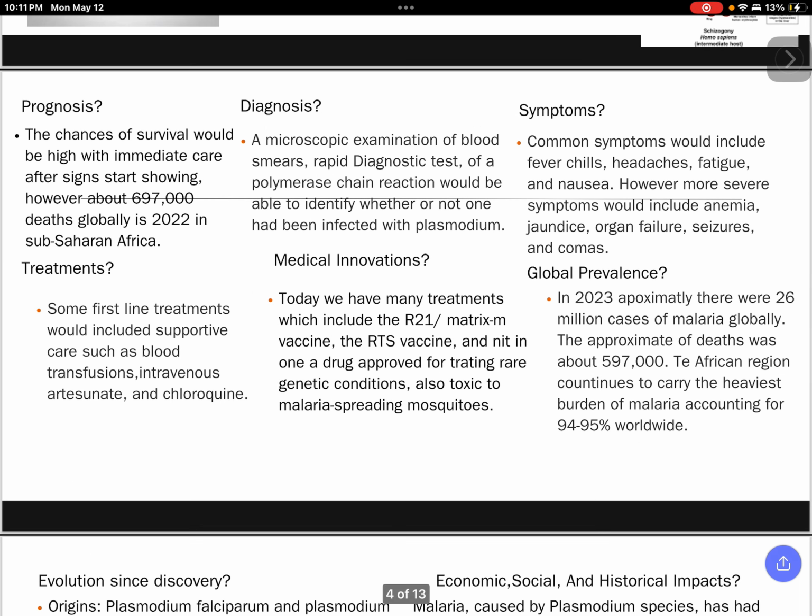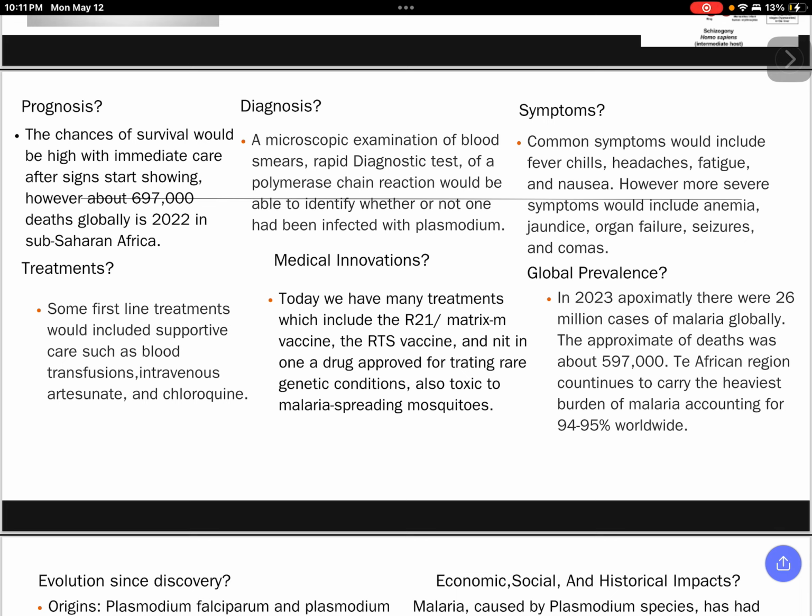Prognosis. The chances of survival are really high with immediate care after signs start showing. About 697,000 deaths globally in 2022 were recorded in sub-Saharan Africa. Some first-line treatments would include supportive care such as blood transfusions, intravenous artesunate, and chloroquine.